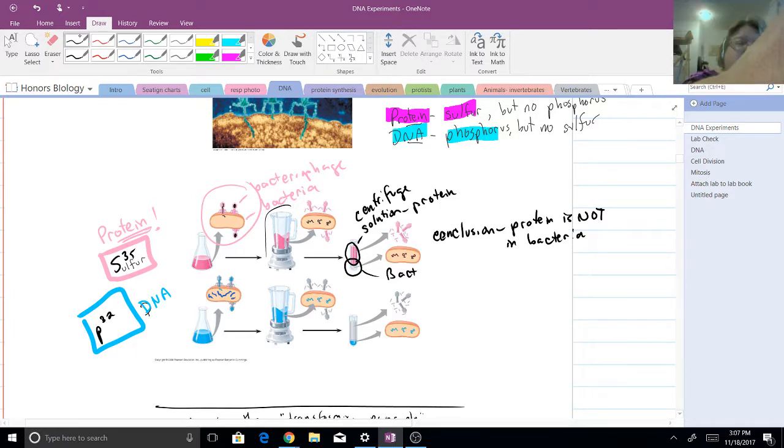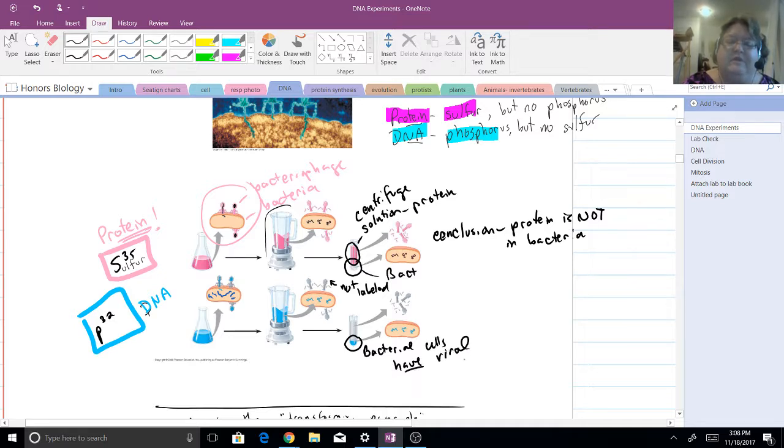And so we whirl them around in the blender to shake the protein off, and then we centrifuge. Notice now the proteins are not labeled, because we used the labels for the DNA, not for the protein. They're just normal proteins, but the DNA is labeled. And because the DNA is, when we centrifuge it, the bacterial cells now have the viral DNA. And we know that because it's labeled and we can track it. Well, up here in the surrounding solution, there's no labeling.